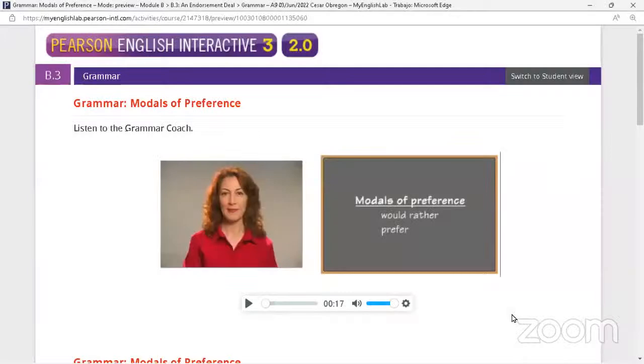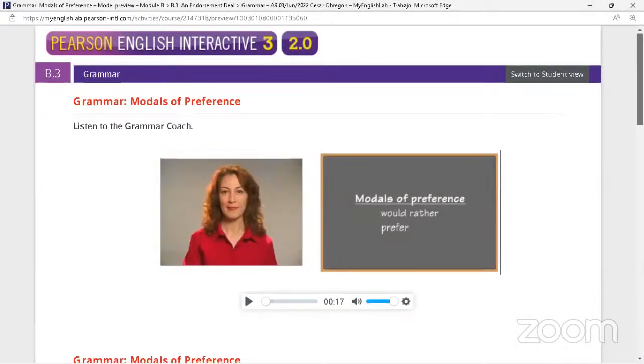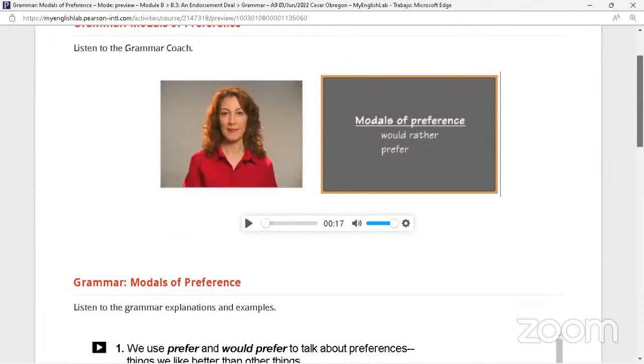Now let's see. Okay, let's go into another section. Give me just a second. Modals of preference. So would rather and prefer. What is the difference between each one? I'm not pretty sure.